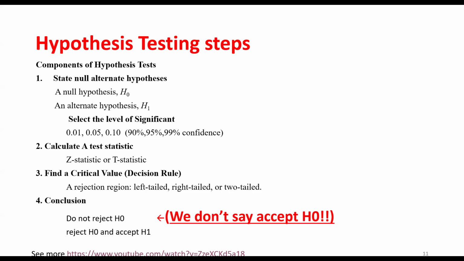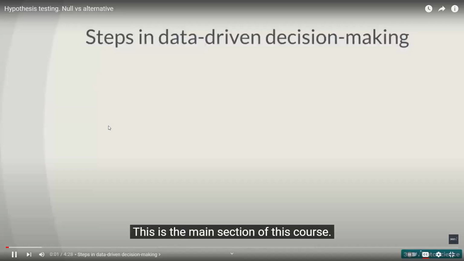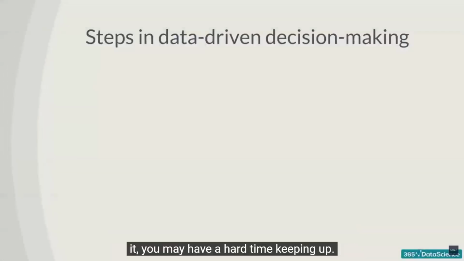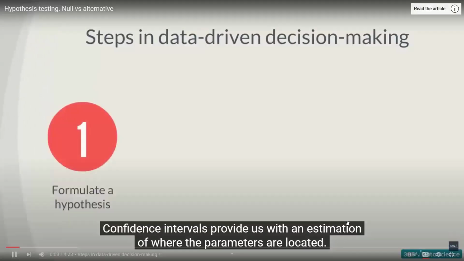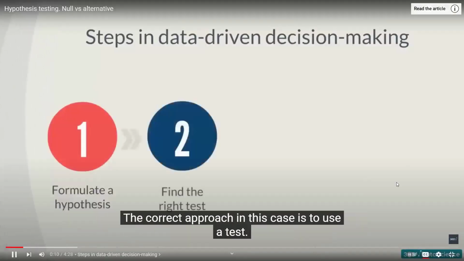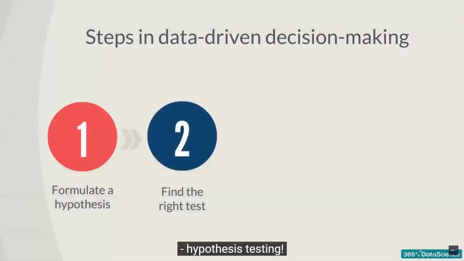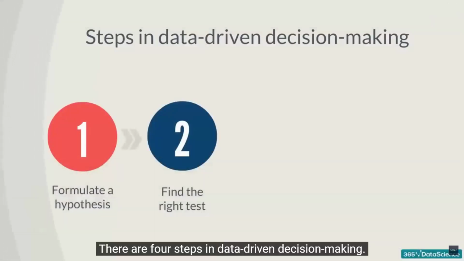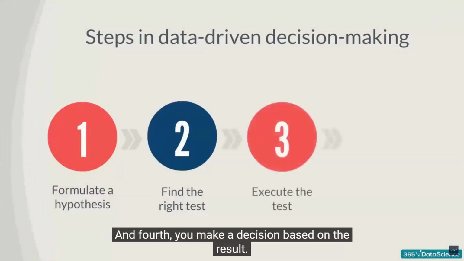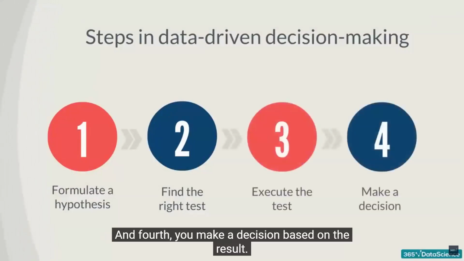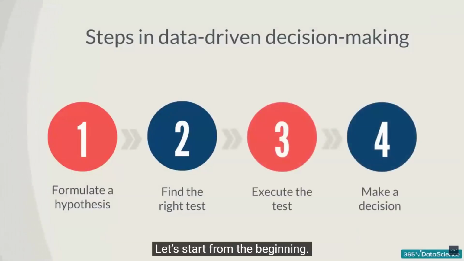See the concept. There are 4 steps in data-driven decision-making. First, you must formulate a hypothesis. Second, once you have formulated a hypothesis, you will have to find the right test for your hypothesis. Third, you execute the test. And fourth, you make a decision based on the result. Let's start from the beginning.